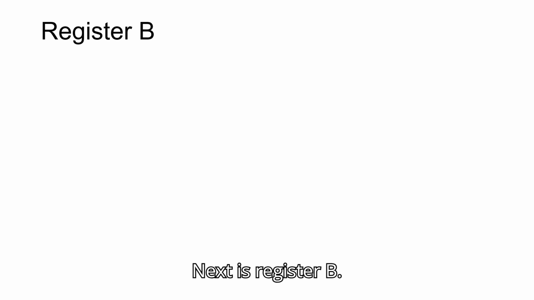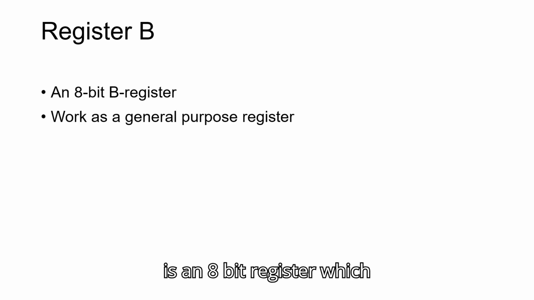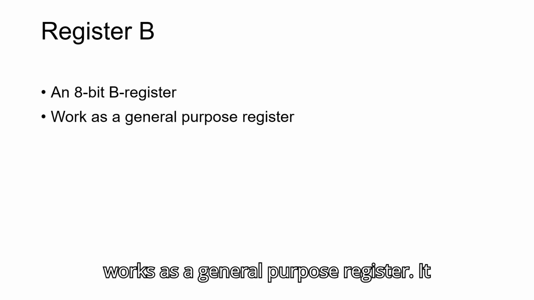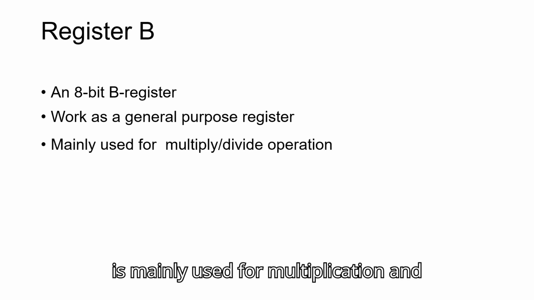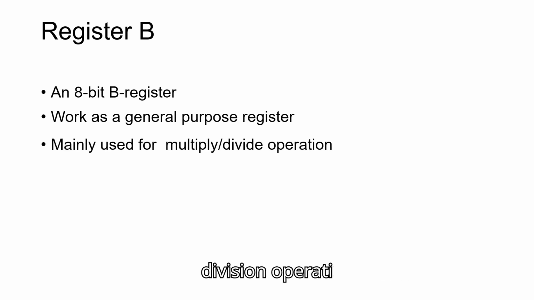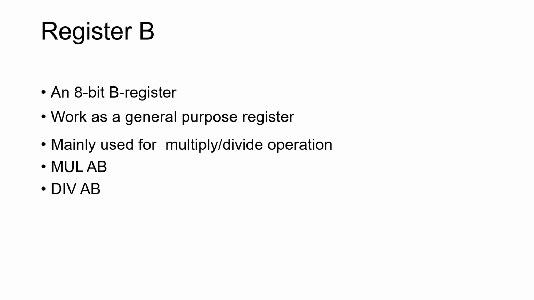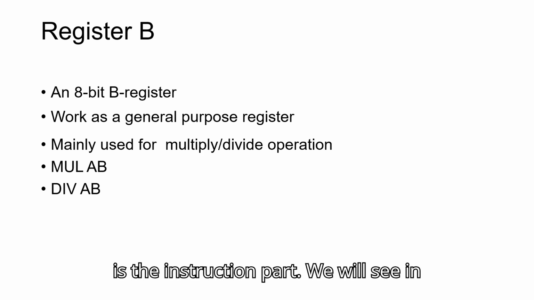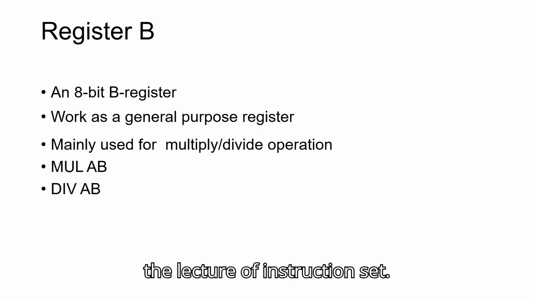Next is register B. It is an 8-bit register which works as a general purpose register. It is mainly used for multiplication and division operations with the instructions MUL AB and DIV AB. This is the instruction part. We will see it in the lecture on the instruction set.